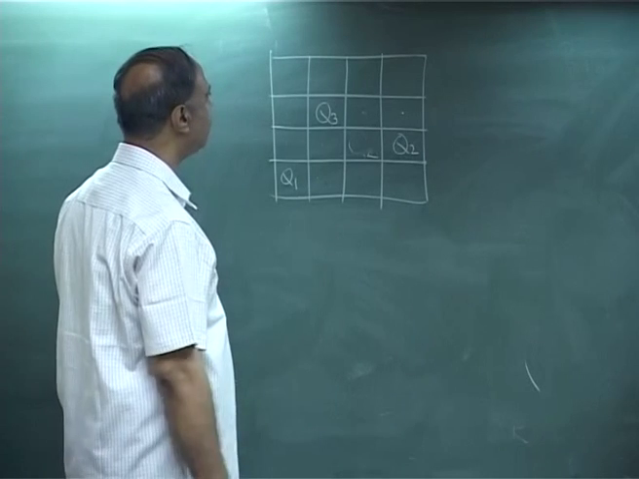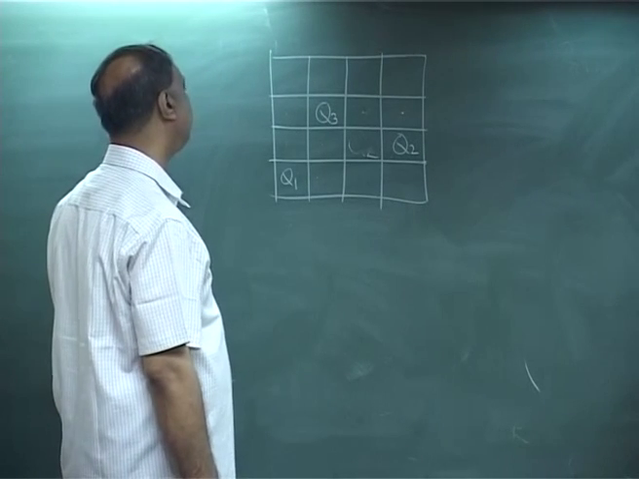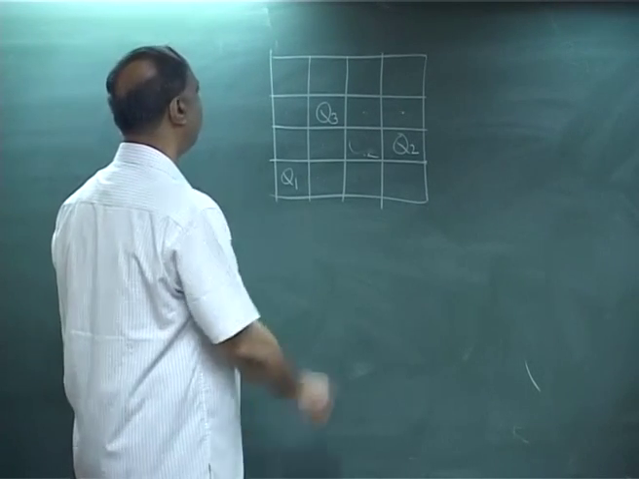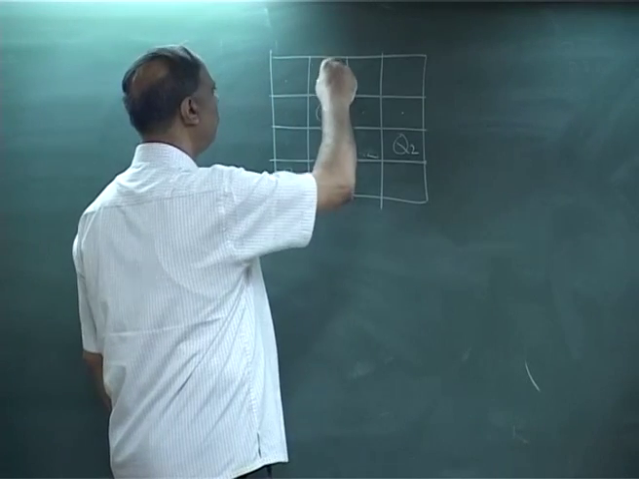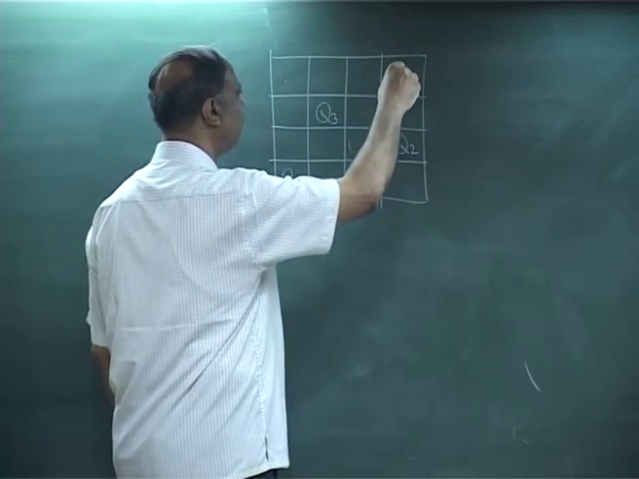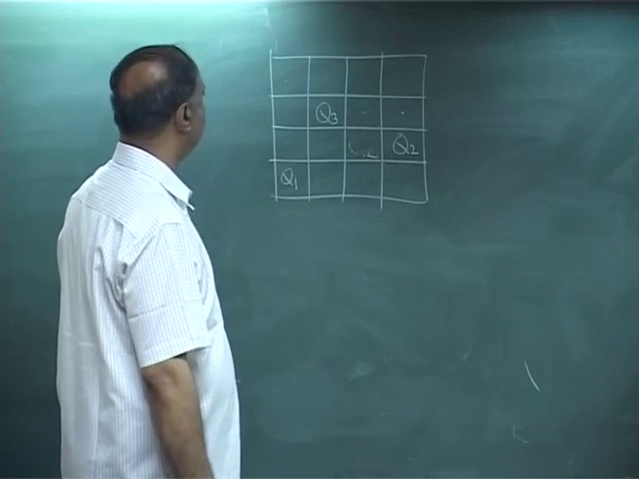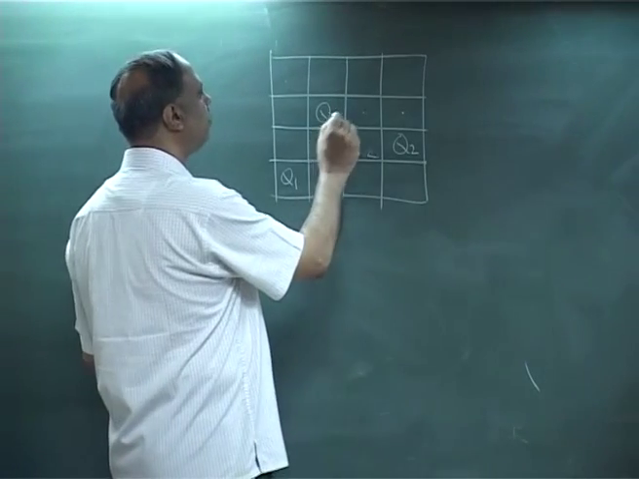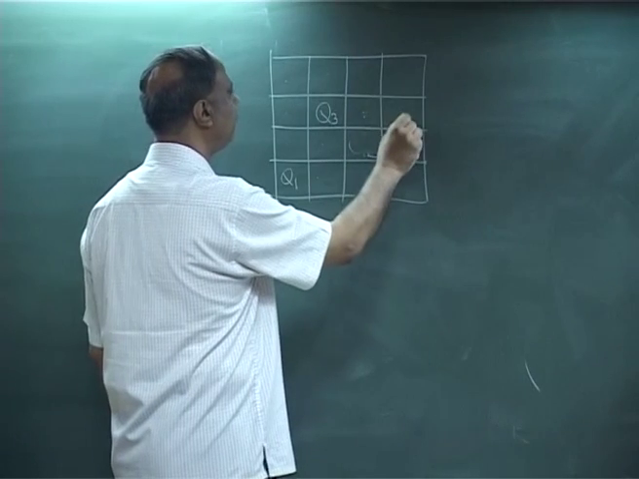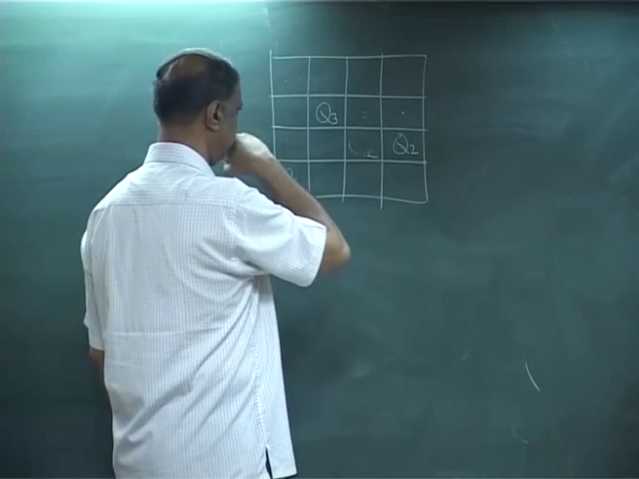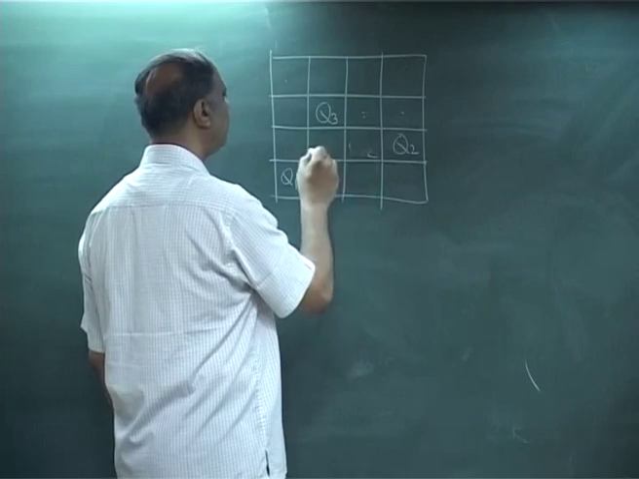Now what happens? Where shall I put my Q4? Can I put Q4 here? No. Q4 no. Q4 no. Q4 here? No. What shall I do now? Now you backtrack. Can I put Q3 here? No. Can I put Q3 here? No. Now can I put Q2?